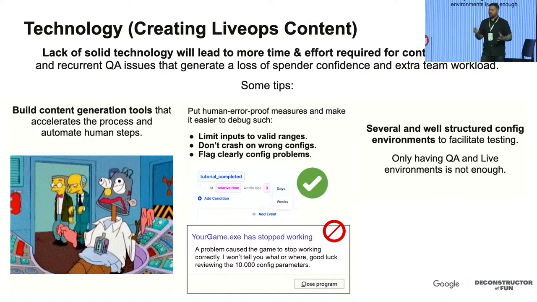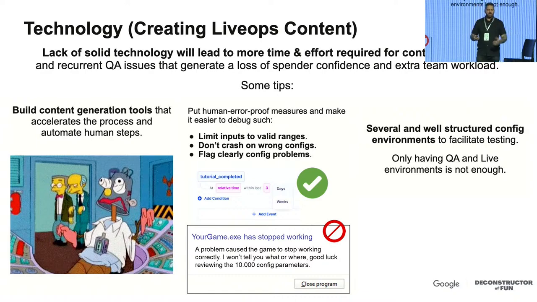And then another piece of advice is to have several well-structured config environments. Many companies only have, for whatever reason, two config environments, QA and live, and that generates a lot of problems, because it means that you cannot easily have multiple people working at the same time in the environment. Often there are clashes of live ops because people are testing things and stuff like that. So if you can have several config environments, you will save a lot of time.